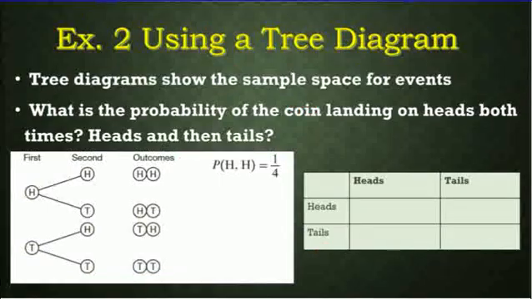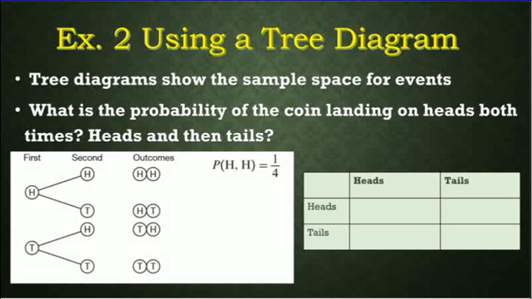Now let's look at using a tree diagram to identify the probability. I'm also going to show you that you can do it as a chart as well to save some space if need be. So a tree diagram shows the sample space for the events. What is the probability of the coin landing on heads both times, and heads and then tails?